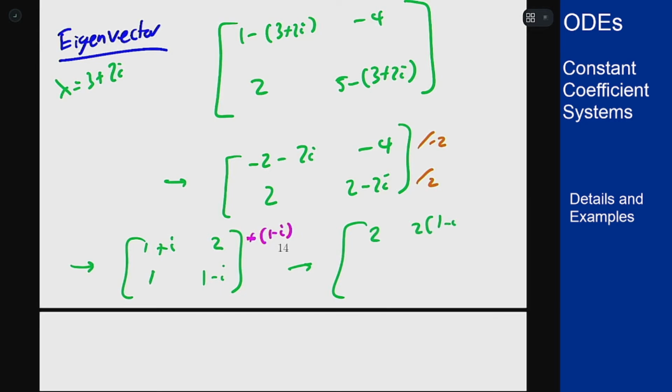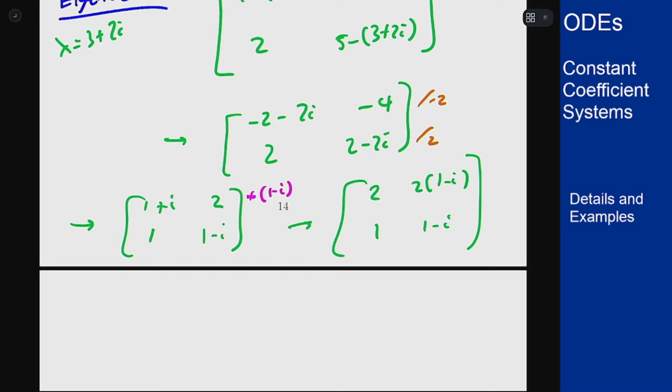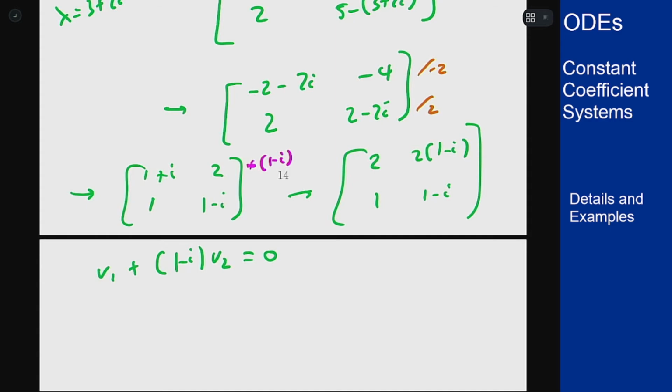2 times 1 minus i, 1, 1 minus i, and we see these rows are in fact redundant. Therefore, I can take the second equation here, which will tell me that v1 plus 1 minus i v2 equals 0. And so one example of something I can take for an eigenvector here is I can take v1 to be 1 minus i and v2 to be minus 1. That'll cancel those out and give me 0. So I will take my vector to be exactly that, 1 minus i and minus 1.